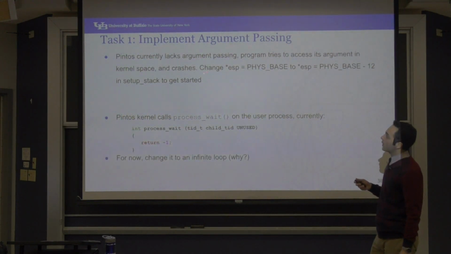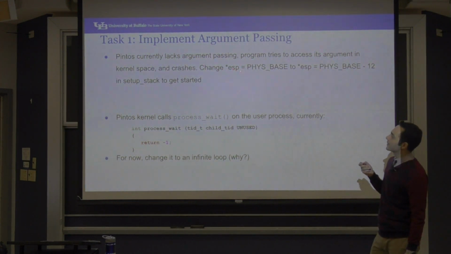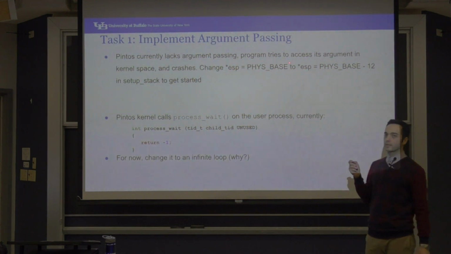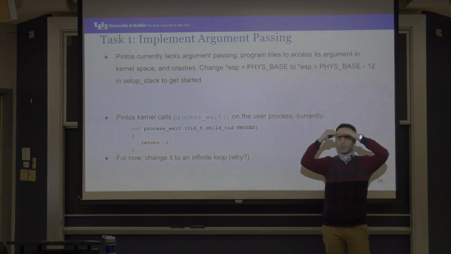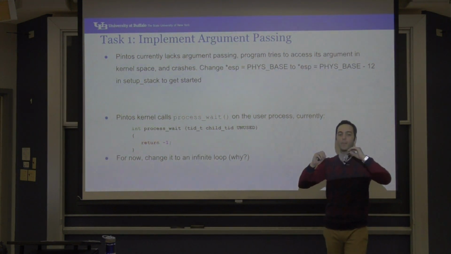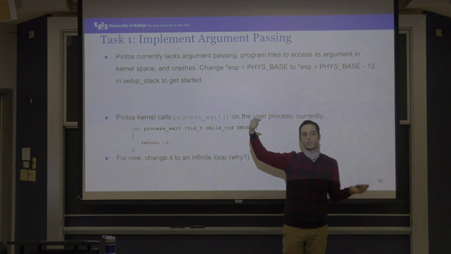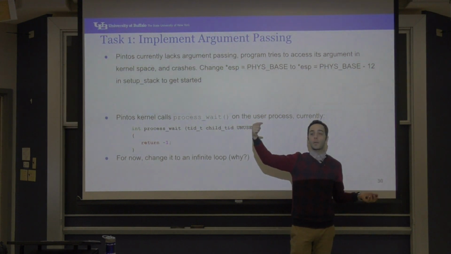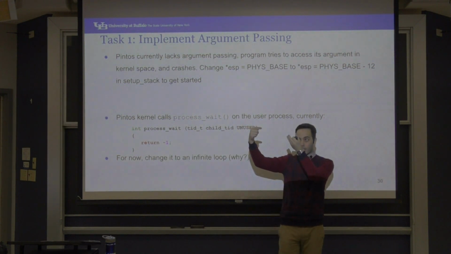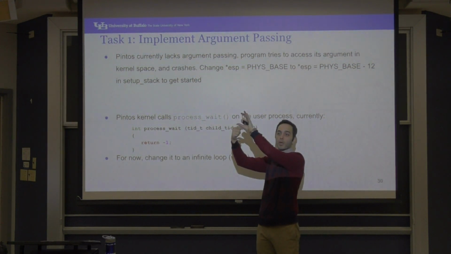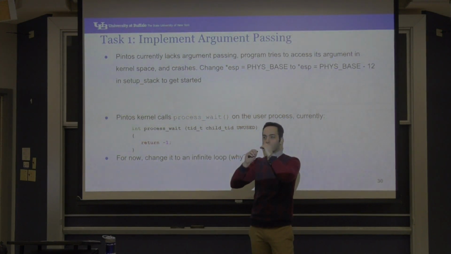So now it currently lacks the argument passing, and right now what is happening is that the stack pointer is pointing to the physical base. You remember, the physical base is the exact edge between the user memory and kernel memory. So right now the stack pointer is right below the kernel. So the user program doesn't have any idea. It just wakes up and tries to read the first byte from its stack, and then it actually tries to access kernel memory.